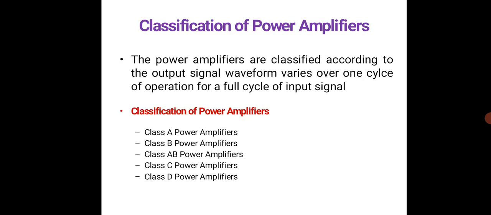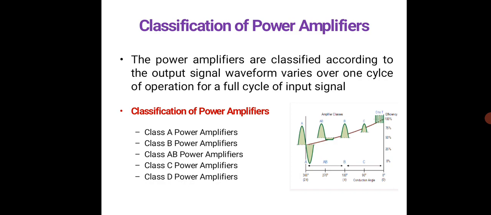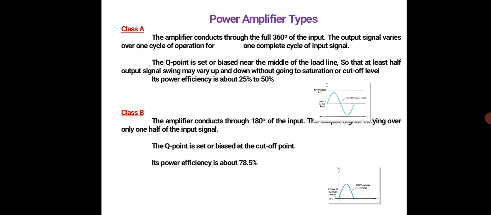So how is it classified? It is classified according to the output signal waveform, which varies over one cycle of operation for a full cycle of input signal. It can be classified as class A, class B, class AB, class C and class D. Here is the general graph given for the various amplifier types, and we will see a very brief discussion about the amplifiers.